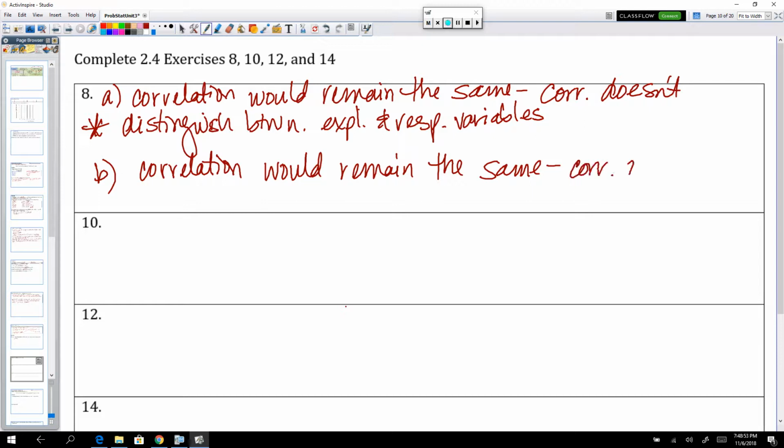Correlation doesn't change when units change. The strength and direction of the data stays the same, regardless of units and regardless of who's on the X and who's on the Y. So I would star that as well. Remember, correlation is just strength and direction. All right, let's go ahead and take a look at question 10.